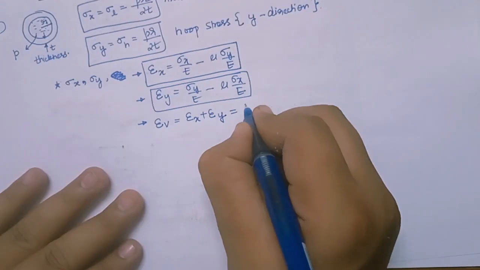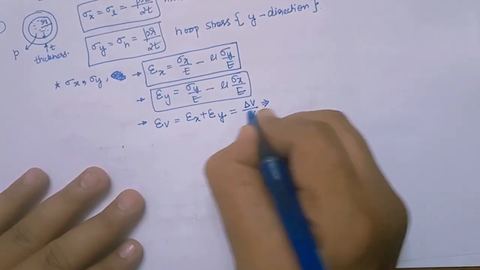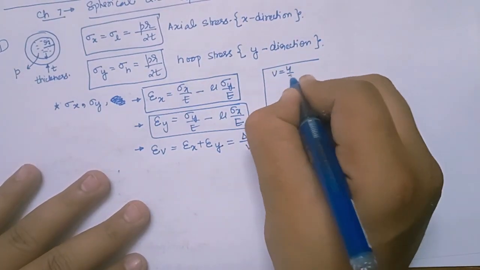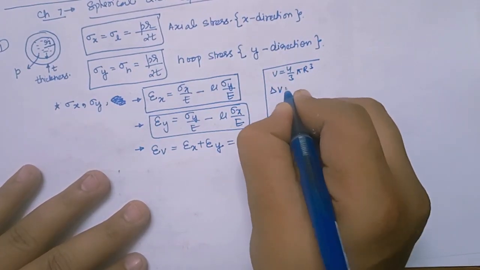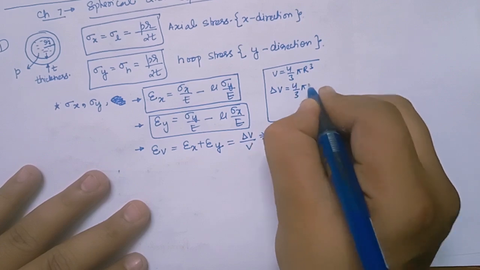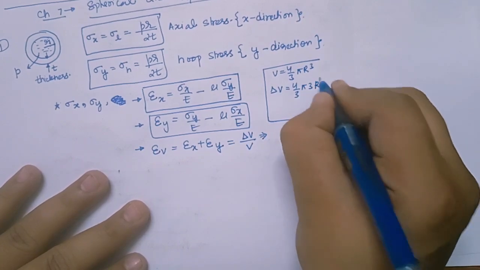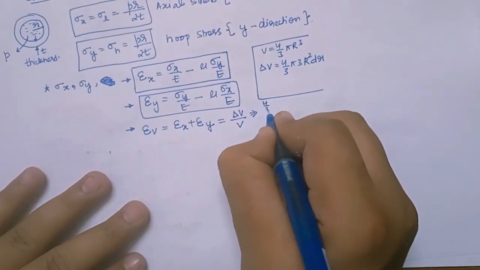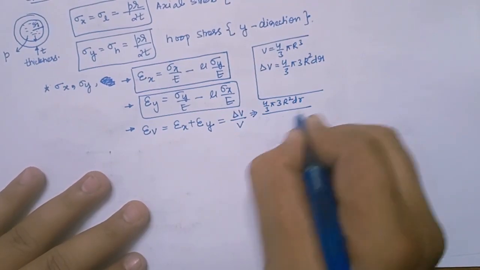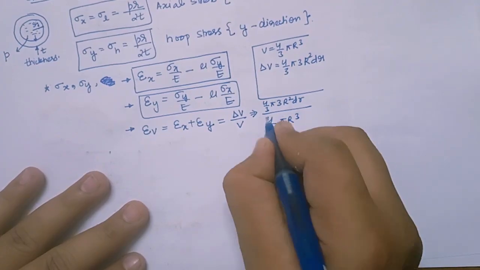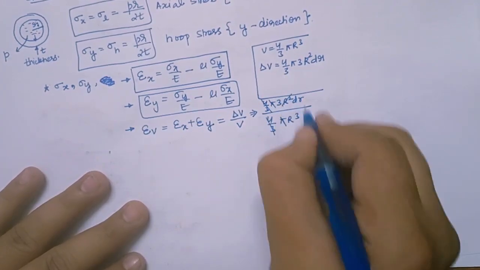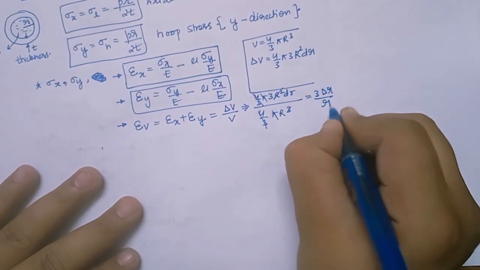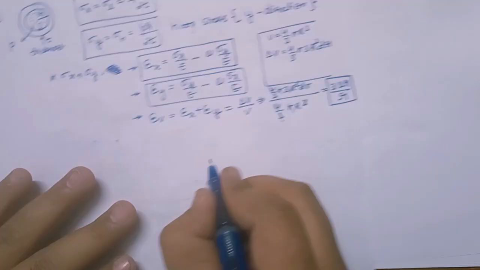Either you can do this or you can do change in volume per unit original volume, and change in volume will be what? If I do a simple calculation, volume of sphere is 4 by 3 pi r cube. If I want delta V, what will I write? 4 by 3 pi 3 r square dr. And what is volume? 4 by 3 pi r cube. 4 by 3 pi got cancelled, r square, r got cancelled. So this is 3 delta r by r. So this is volumetric strain.